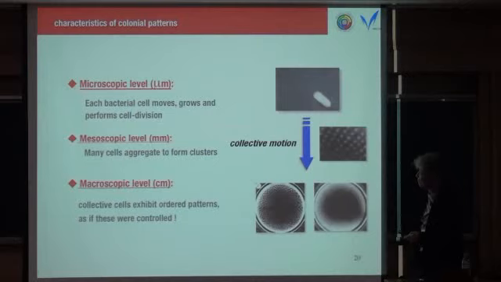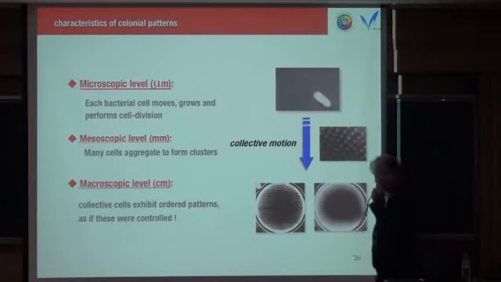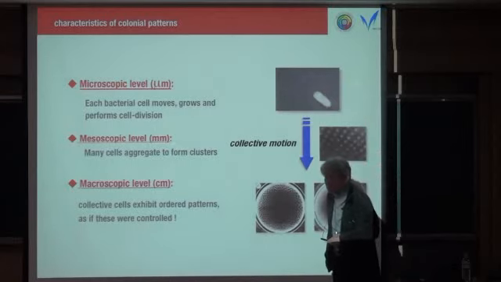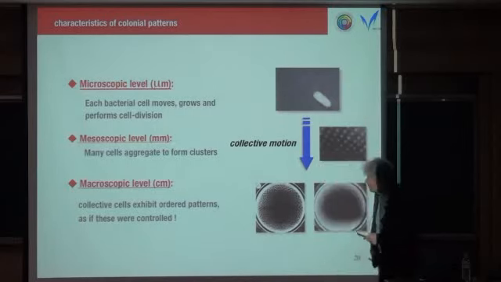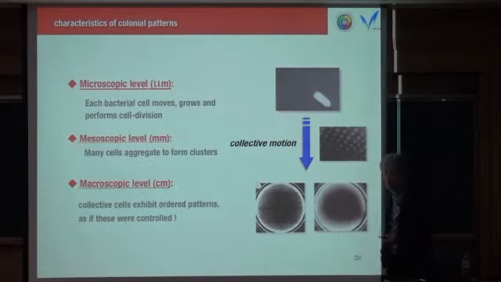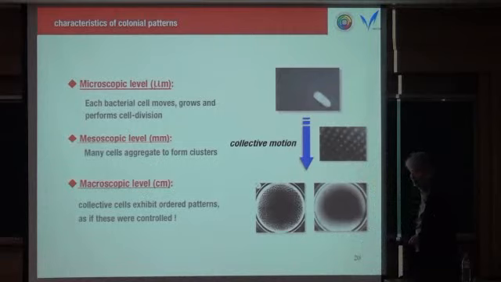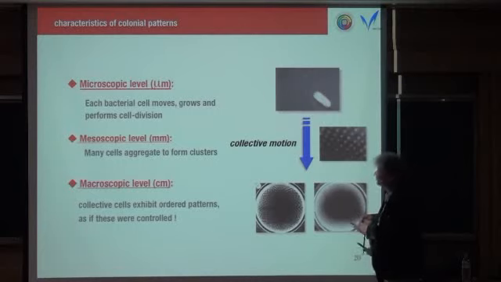The second is the mesoscopic level. The mesoscopic level is just a microcolony. I told you that one microcolony consists of maybe 50,000 cells, so roughly just this millimeter. The third one is the macroscopic level. This is a centimeter, like this. Collective cells exhibit an ordered pattern, as if they were controlled by somebody. So it's clear to see three different levels: micro, mesoscopic, and macro.